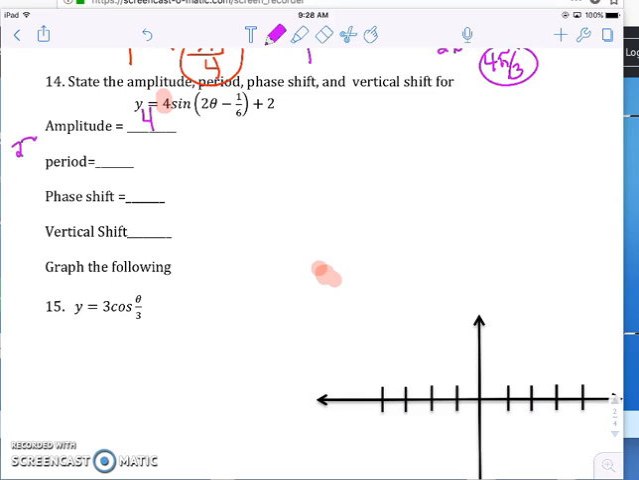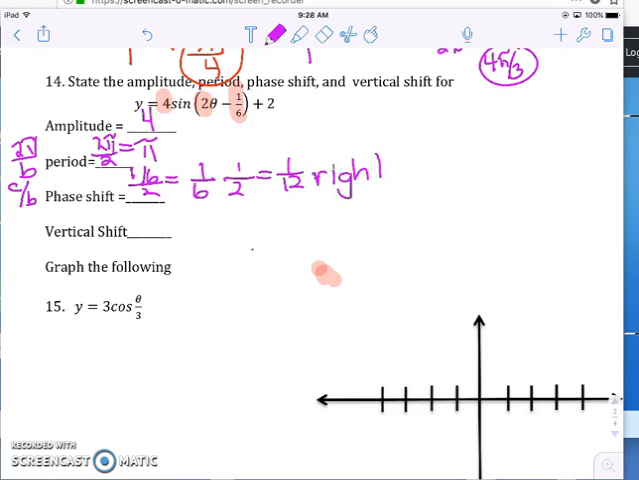Our period, 2 pi over B. So here's our B. So 2 pi over 2, which is pi. Phase shift, C over B. So here's our C spot. So we have 1/6 divided by 2. So that turns out to be 1/6 times 1/2. So that would be 1/12, and it's minus. So to the right, vertical shift would be up 2.